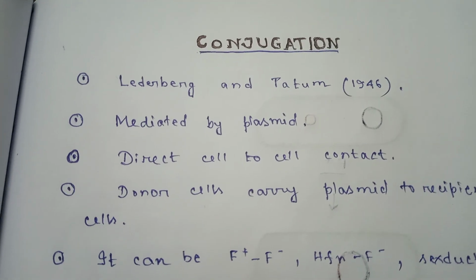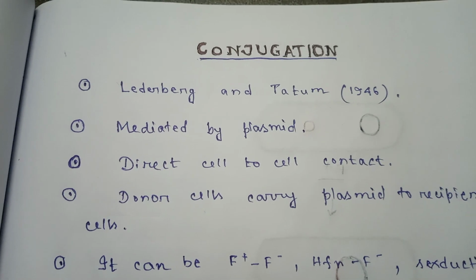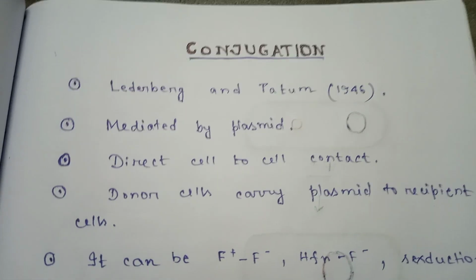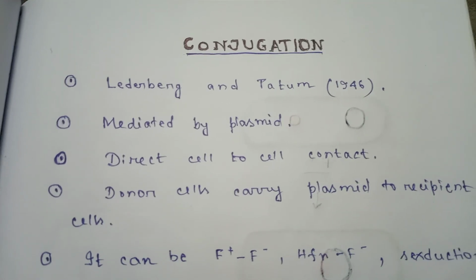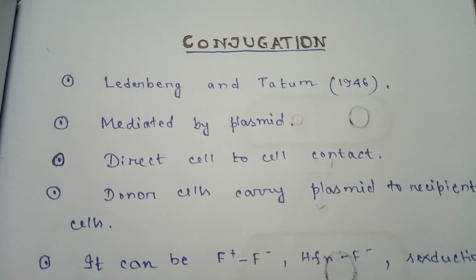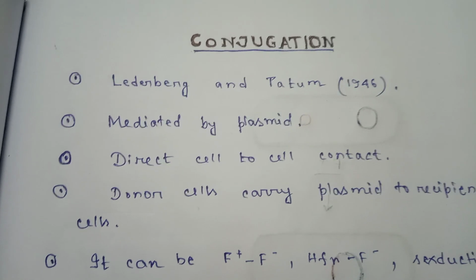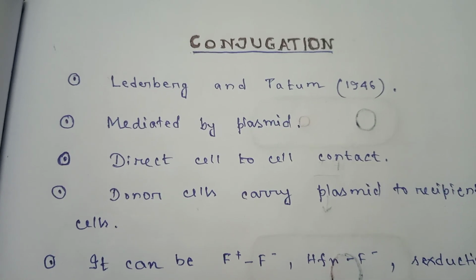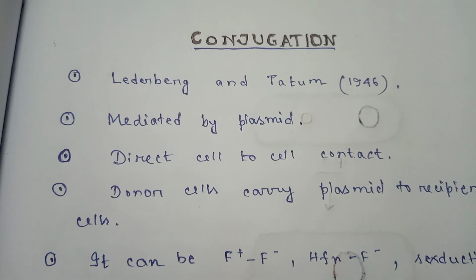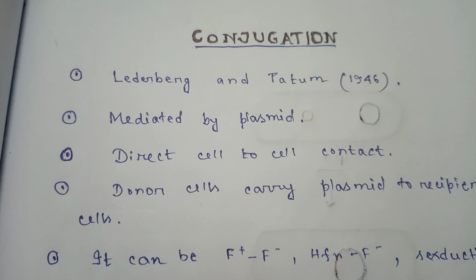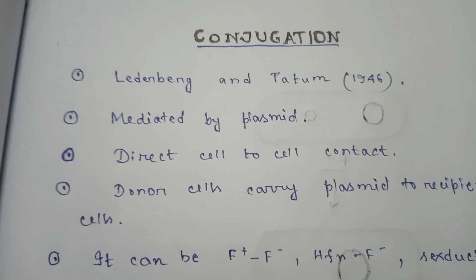Now in one of my previous videos we have discussed the very basics of genetic recombination in bacteria, right? Today we will learn about conjugation. In 1946 Joshua Lederberg and Edward Tatum showed that bacteria undergo conjugation. This is a process of transferring genetic information from one bacterium to another.